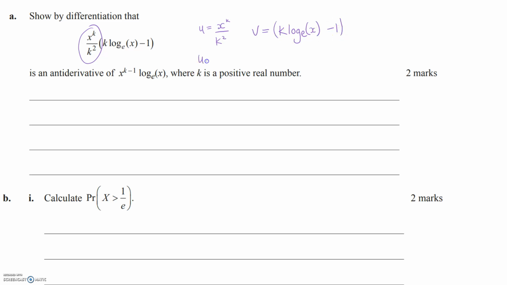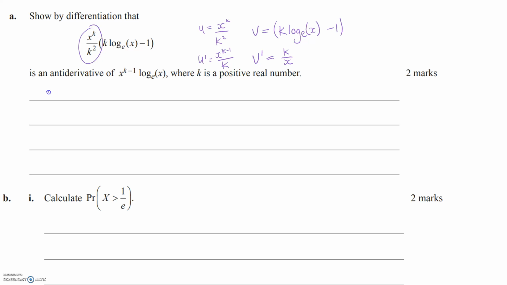Okay, so u dash, considering that k is just a constant, we actually get k multiplied by x to the power of k take 1 over k squared. Now obviously one of these k's is going to cancel, so u dash is just going to be equal to x to the power of k take 1 over k. And v dash is just going to be equal to k on x, and that negative 1 will go.